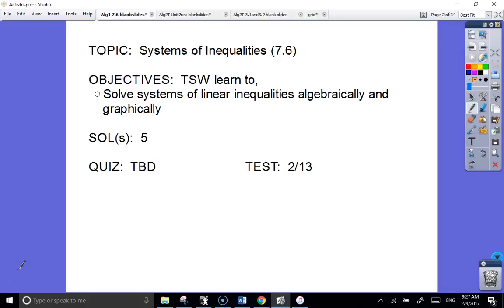Okay, so systems of inequalities. Systems of inequalities means more than one inequality, more than one variable.